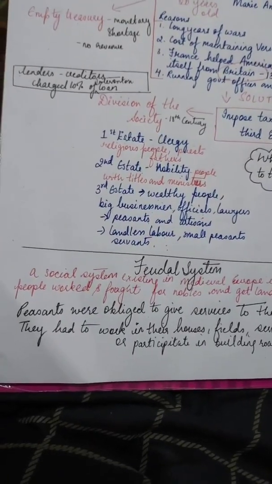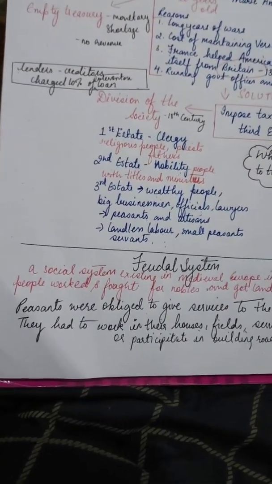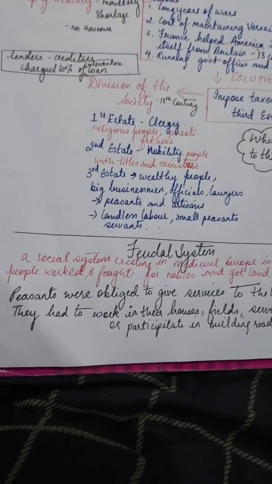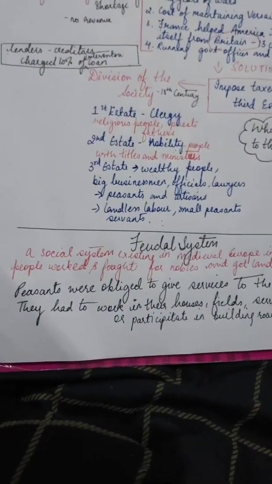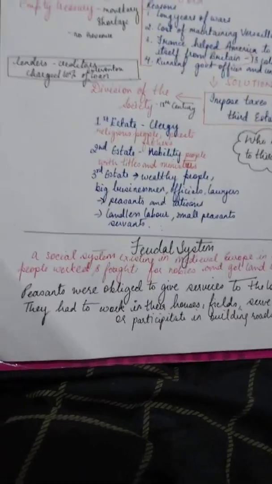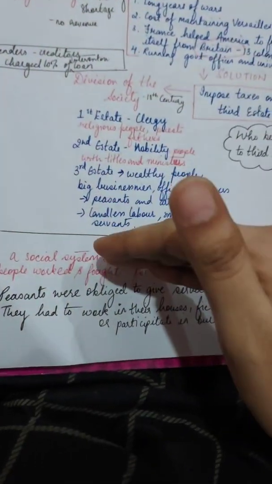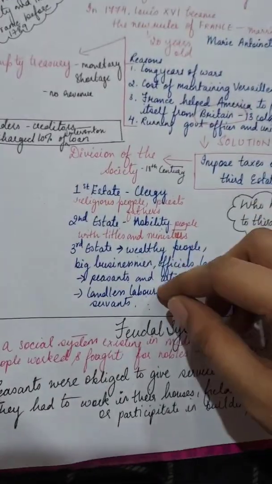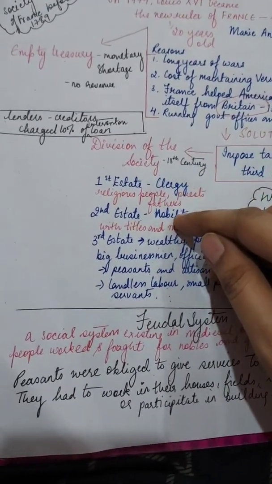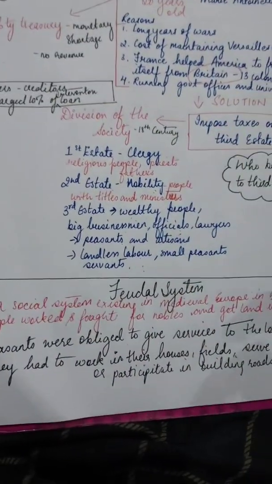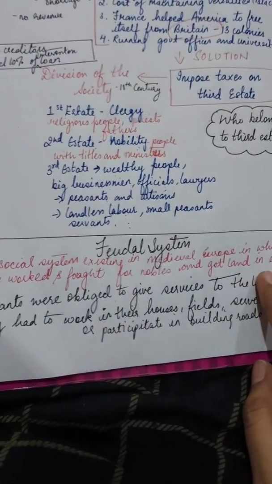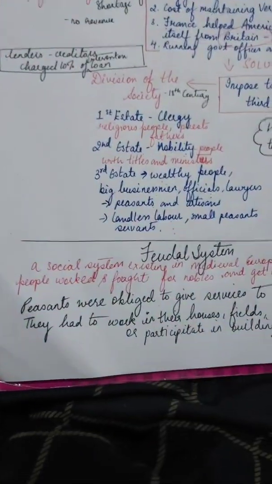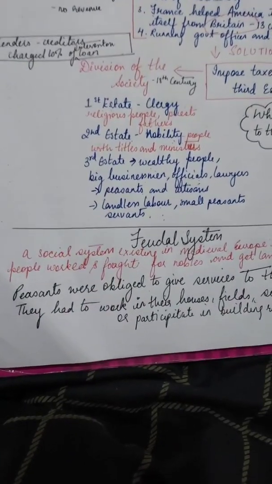So this was a system that was prevalent in Europe before the 18th century. This was called what? Feudal system. So feudal system was a social system where people of lower estates had to provide what, services, to the first estate and the second estate. Okay, and in return the people of the first estate and second estate used to give them what? Land. Okay, so what were the privileges enjoyed by the nobles and clergy?